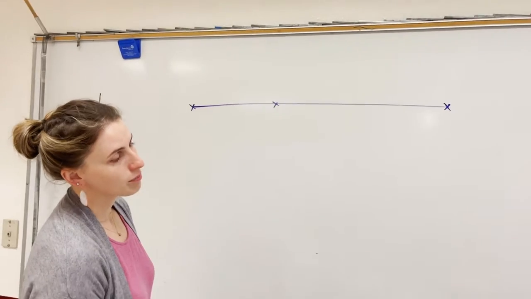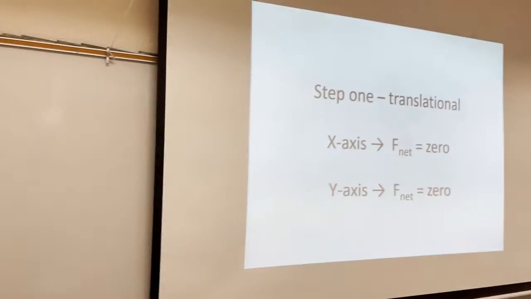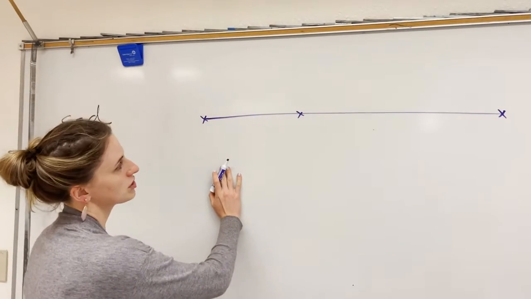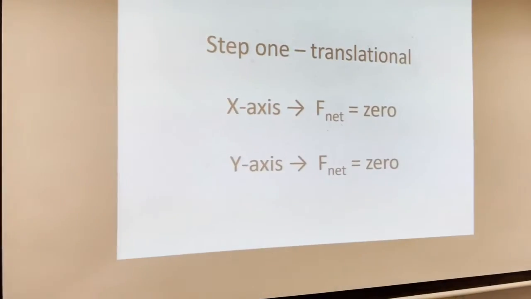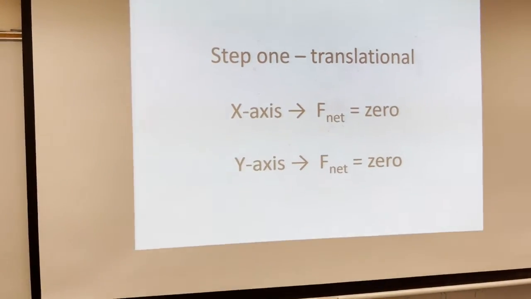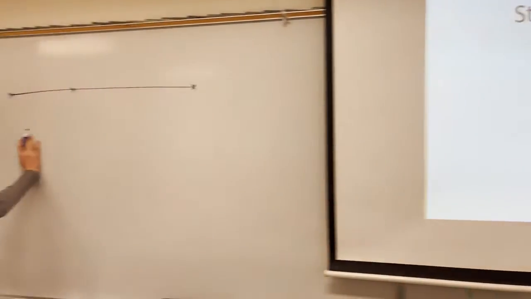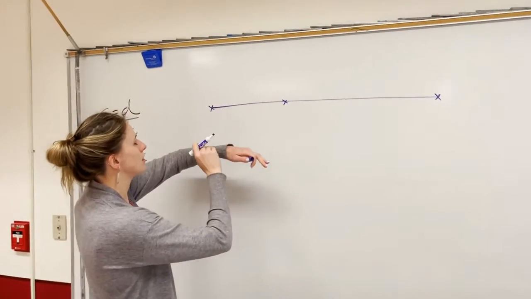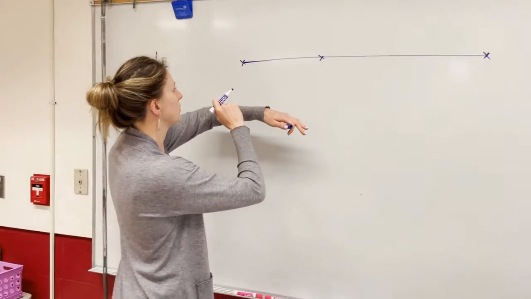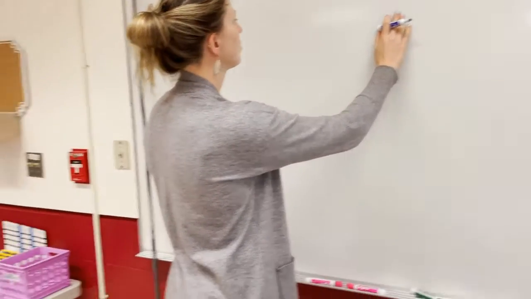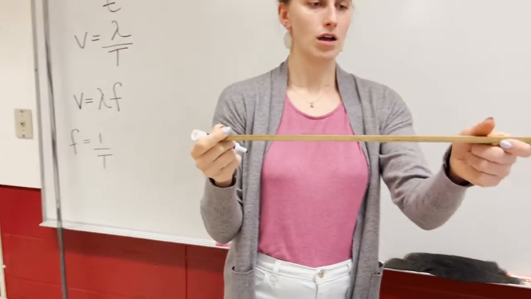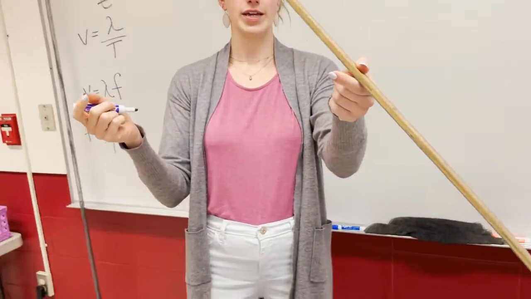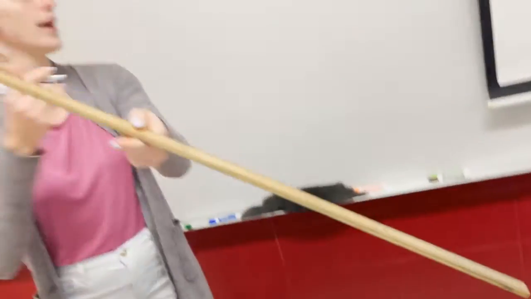So step one is translational. Let's go ahead and take a look at this. If it's just sitting there, there's no acceleration, which means all of the torques and all the forces are balanced here. The ups cancel out the downs, the lefts cancel out the rights. So which ones are ups and downs here? You can use the meter stick right here to demonstrate that. So if I let go right here, this is a down force on this end.